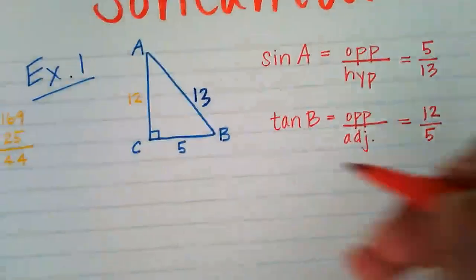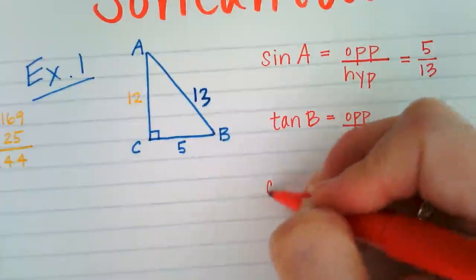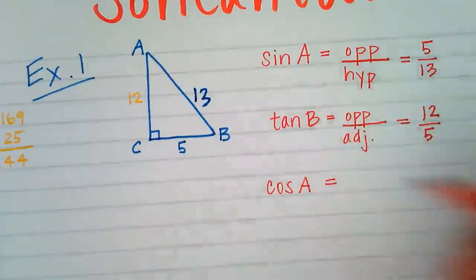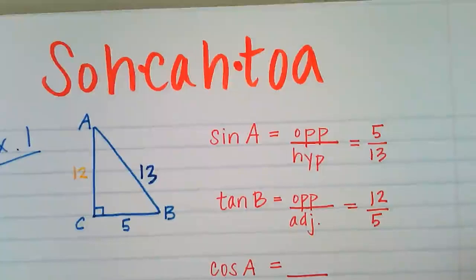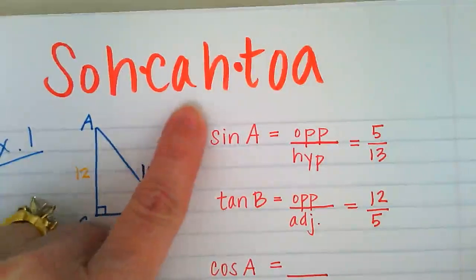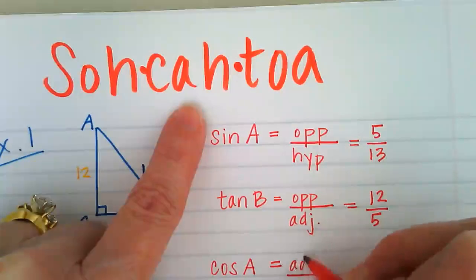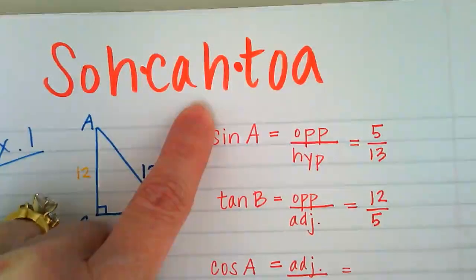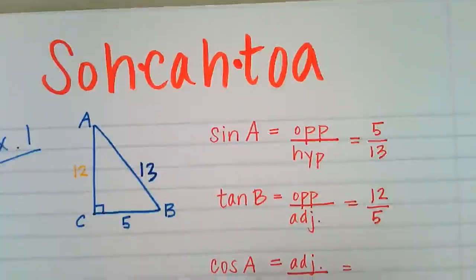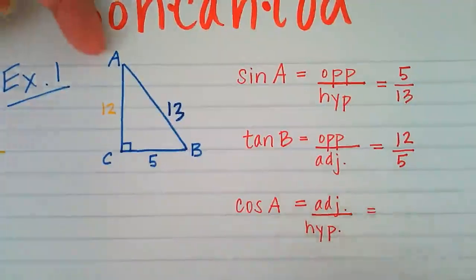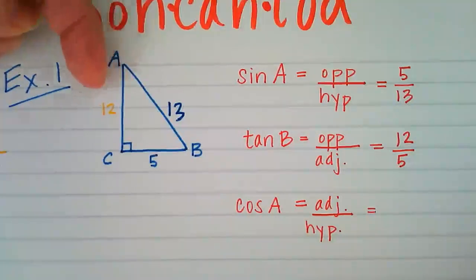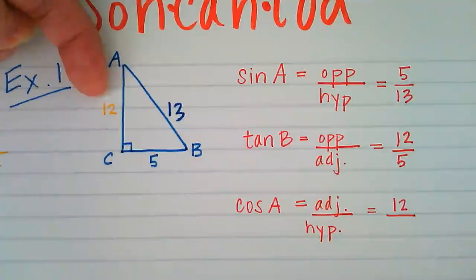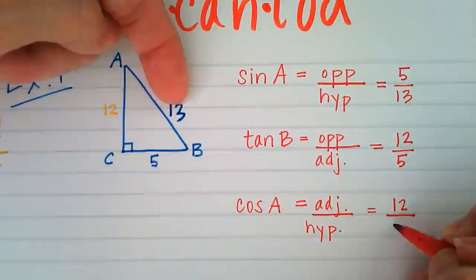All right, let's say that I wanted you to find the cosine from angle A. All right, so SOHCAHTOA, cosine is right here. Cosine is going to relate the adjacent side with the hypotenuse side. So from angle A, I want the adjacent side, which is 12, over the hypotenuse, which is 13.